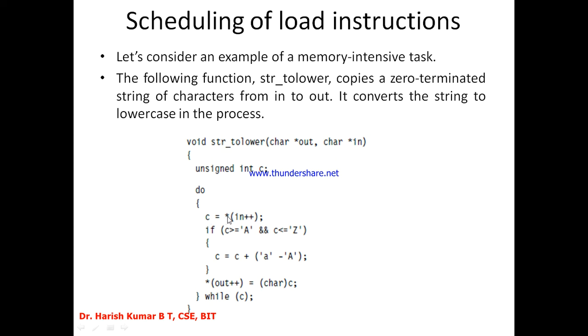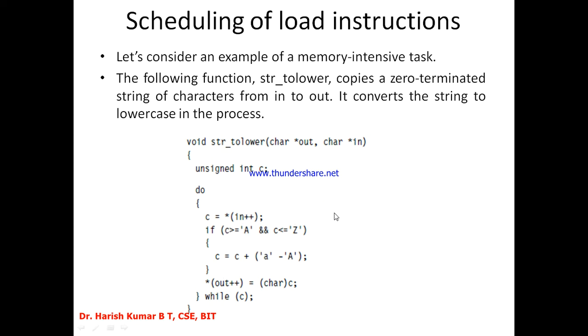Now here c is equal to *in++. This is post increment. First assign the content pointed to by in into c, and then I'm checking c greater than 'A'. Now if you write anything inside single quotes, it will take the ASCII value. I don't know whether you know the ASCII value of uppercase A. The ASCII value of uppercase A is 65. In ARM, everything is treated in hexadecimal, so 65 in hexadecimal is 41. Okay, now let me forget for the time being the hexadecimal values. I'll go with the ASCII values.